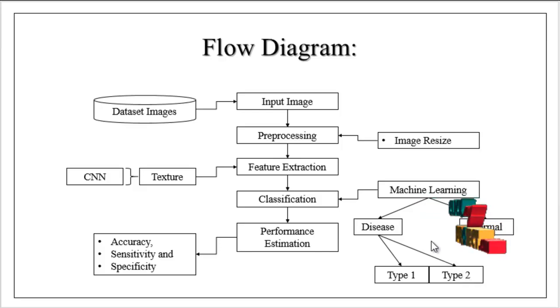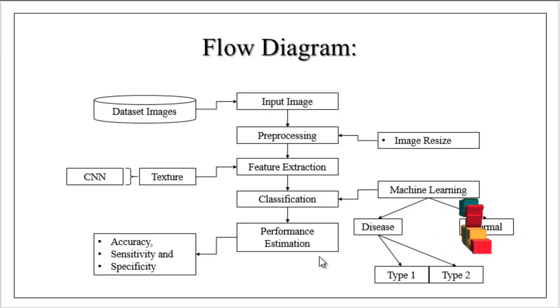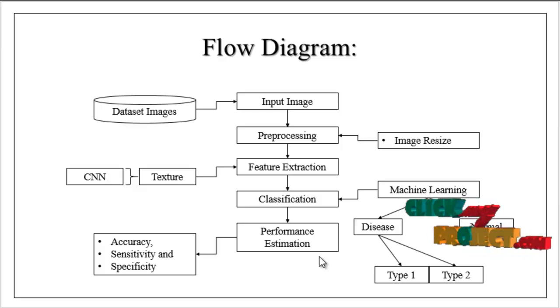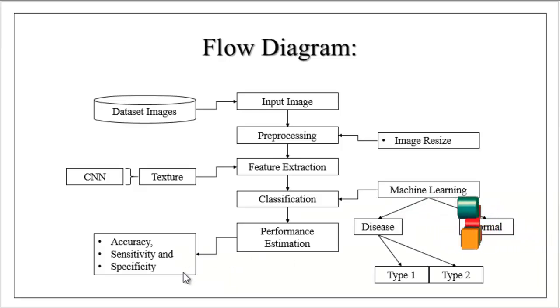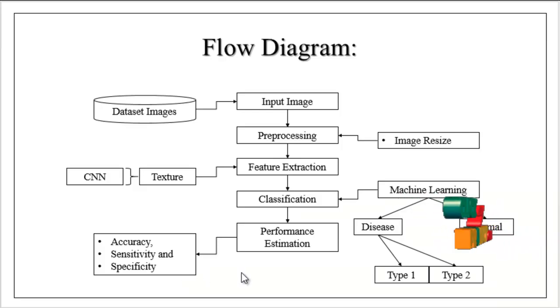After the classification by means of machine learning, we move to the final stage of the project, that is the performance estimation. In this performance estimation, we have some performance parameters like accuracy, sensitivity and specificity. Based on this performance estimation, we evaluate the overall accuracy and the efficiency of the classification.